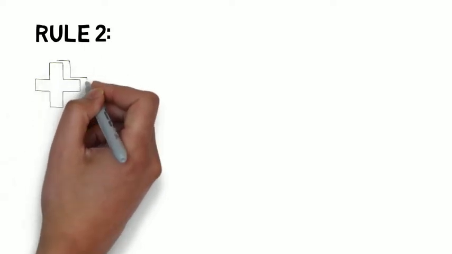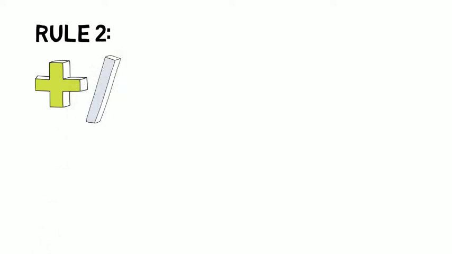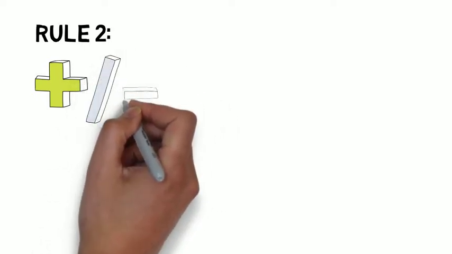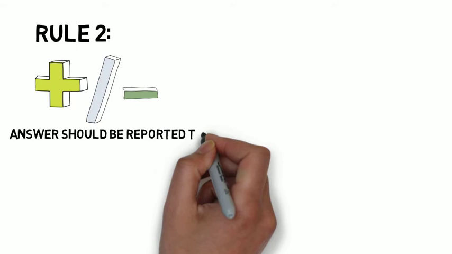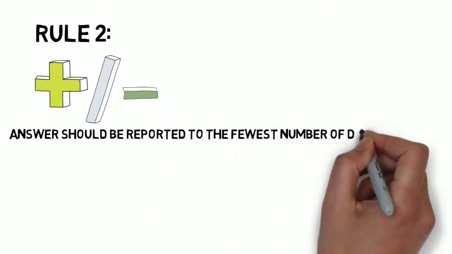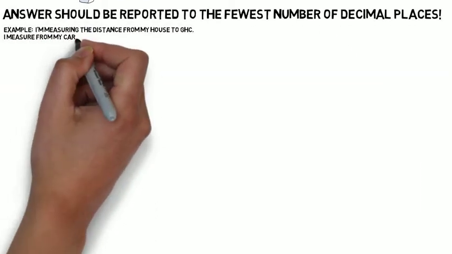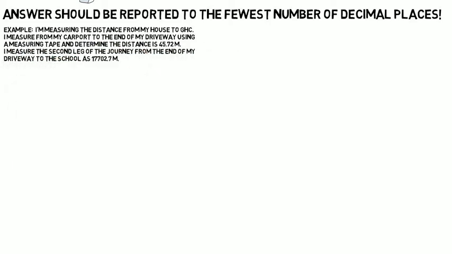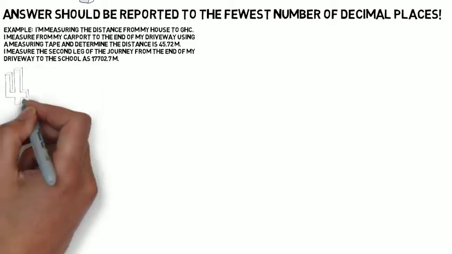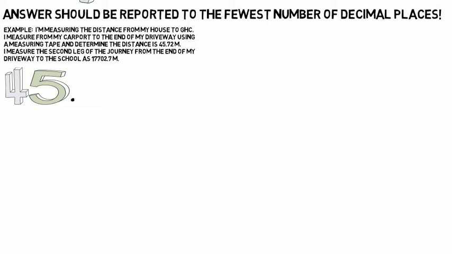Rule number 2 deals with addition and subtraction. When dealing with addition and subtraction, you don't have to count significant figures. Instead, you're going to go with the least number of decimal places, which is a little bit easier, I think, than dealing with multiplication and division. So, for example, I'm measuring the distance from my house to Georgia Highlands College. The first thing I do is measure from my house to the end of the driveway, or my carport. When doing this, I discover that my driveway is 45.72 meters long. Wow, that's a long driveway.